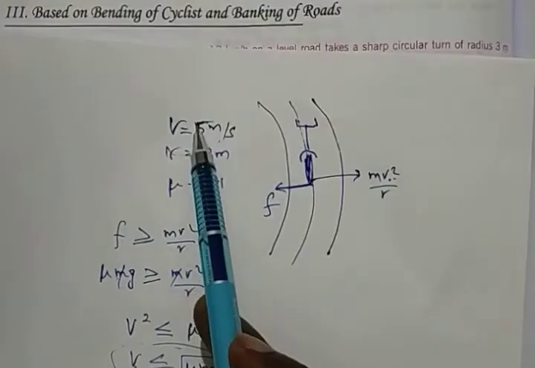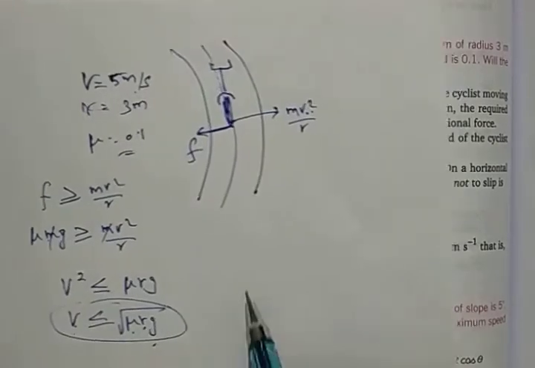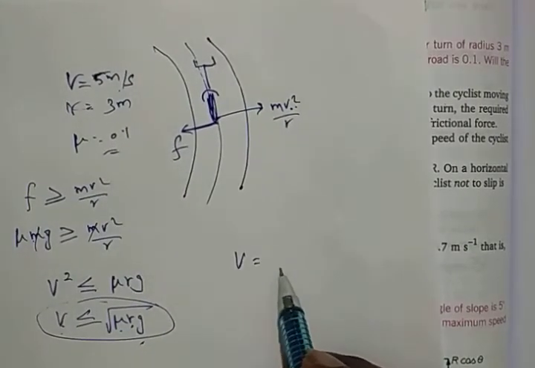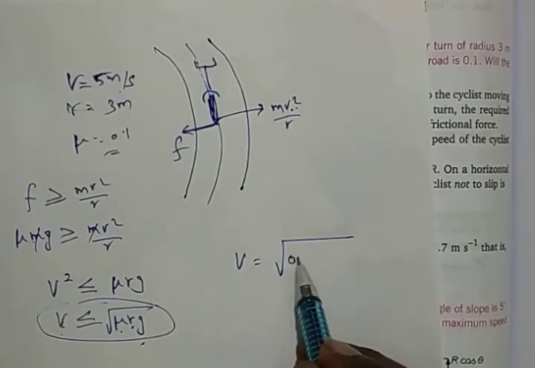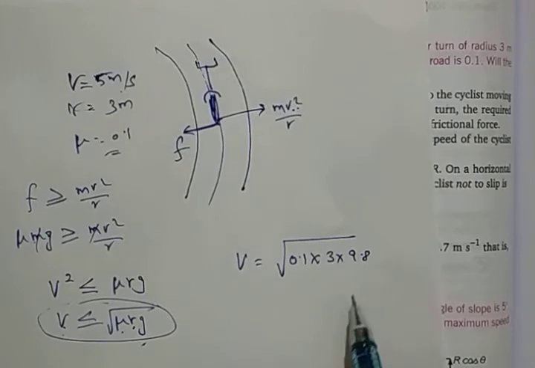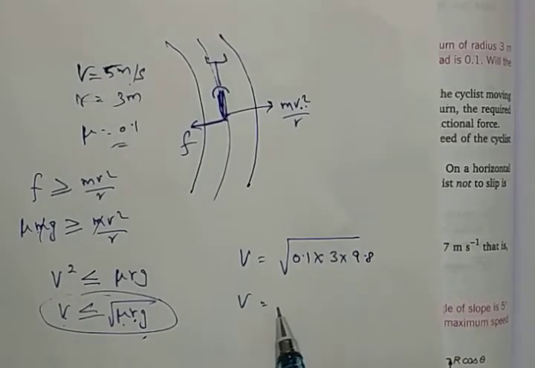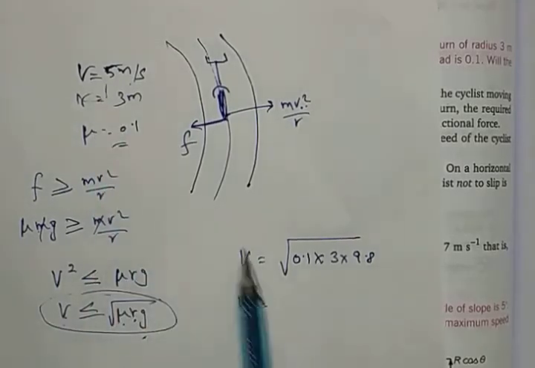Based on this velocity, you try to find out. All the parameters are given. Mu is given, r is given as 3. So when we put in these values, v is going to be equal to the square root of 0.1 into 3 into 9.8. Alright. When you use this value, the safest value, we will not put 5 here. Don't put 5 here.